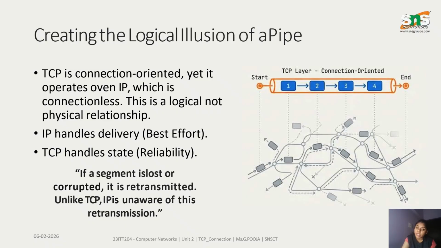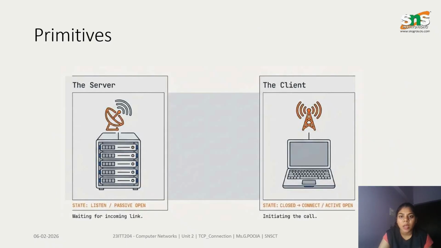As we said before, TCP is much more reliable. If a segment is lost or corrupted, it is retransmitted. Unlike TCP, IP is unaware of this kind of retransmission. So these are the primitives.